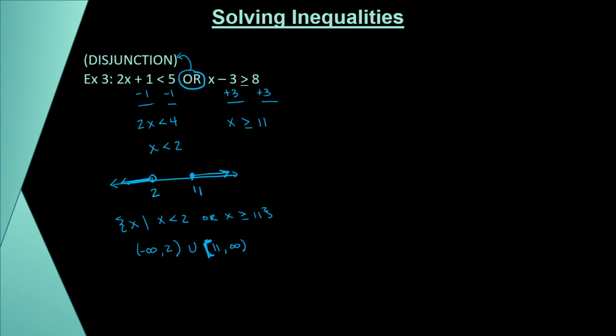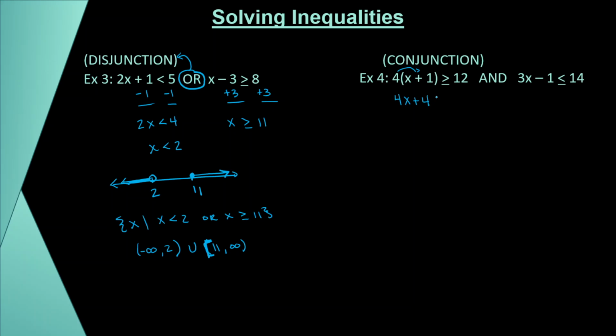Okay, now that's a disjunction, an or statement, but we can also have conjunctions, which are and statements. But I'm still going to solve each of them individually. So distributing this will give me 4x plus 4 is greater than or equal to 12. Subtracting 4 gives me 4x is greater than or equal to 8, which makes x greater than or equal to 2. On the second one, I'm going to add 1. I get 3x less than or equal to 15, so that gets me x less than or equal to 5.